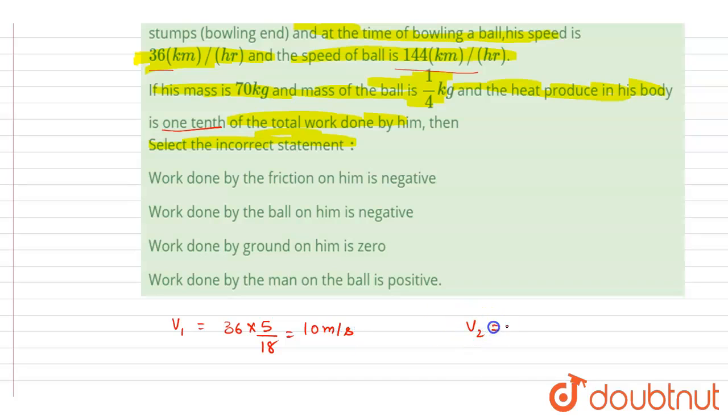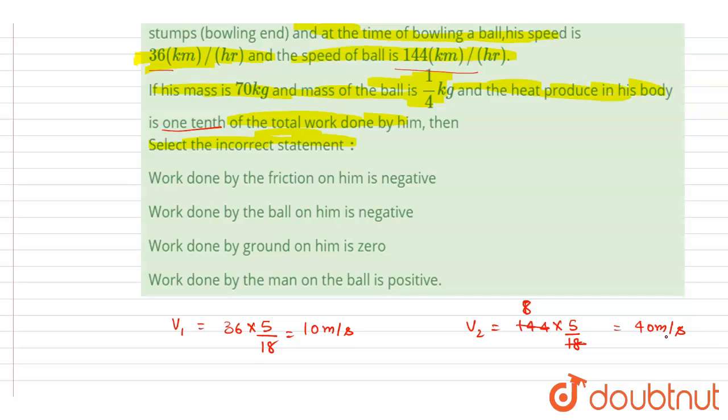and the speed of the ball was this. So if you see, this will get cancelled out by, we know that 18 into 4 it is 72, so it will be 18 into 8, it is this, so it is 40 meter per second. Alright, so we got the velocity of the man as well as the velocity of the ball.